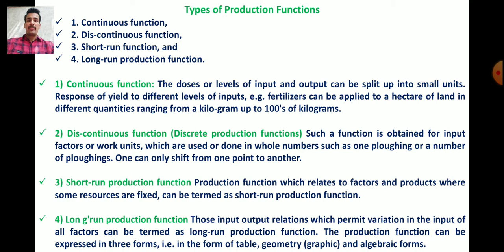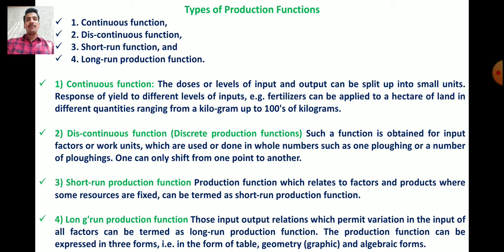Those input-output relationships which permit variation in the input of all the factors can be termed as long run production function. So the production function can be expressed in three forms, that is in a table form, in a geometry form, that is in a graphical or diagrammatic form, and last one in algebraic form. Okay, so this is about the types of production function.